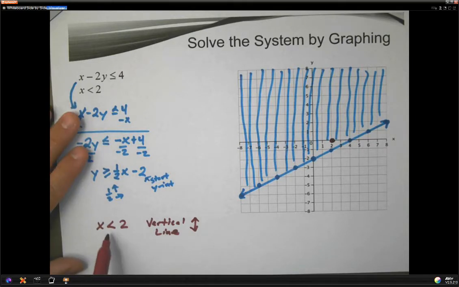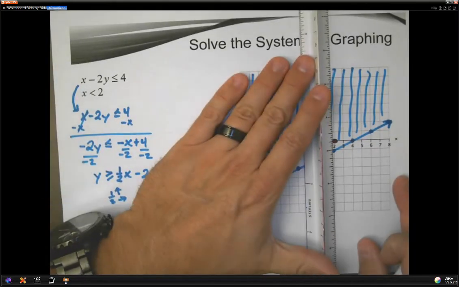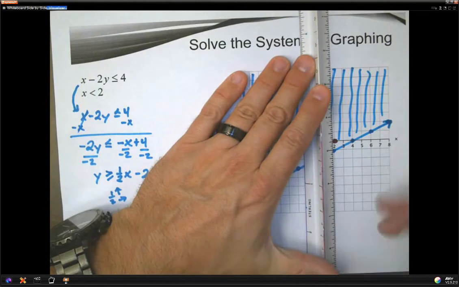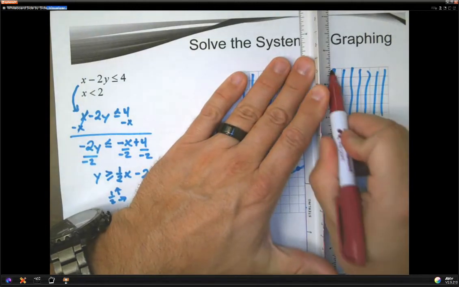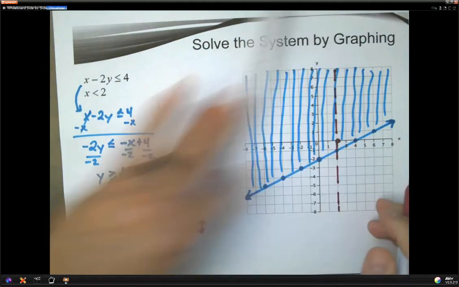Now, I do have to determine, because it is going to be a line straight up and straight down, is this line going to be solid or dashed? Well, because it's not equal to, that means it's going to be a dashed line. So we go ahead and draw a dashed line for that.